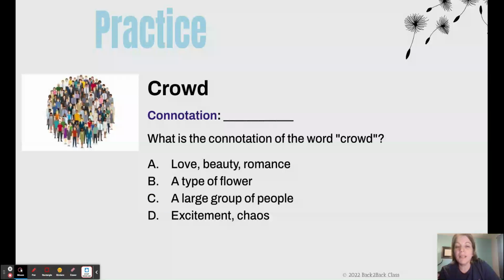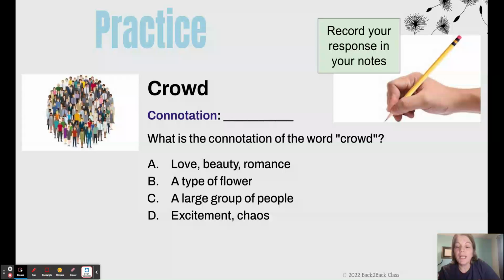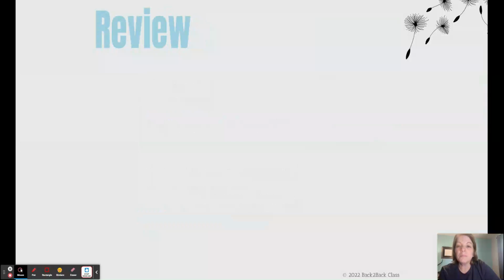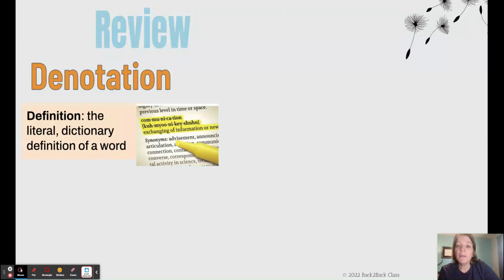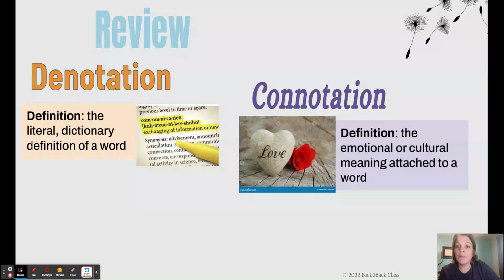Okay, select the best answer. Write that down in your notes in 5, 4, 3, 2, 1. Did you select D? Great job. So remember, denotation is the dictionary meaning of a word, and connotation is the emotional or cultural meaning.